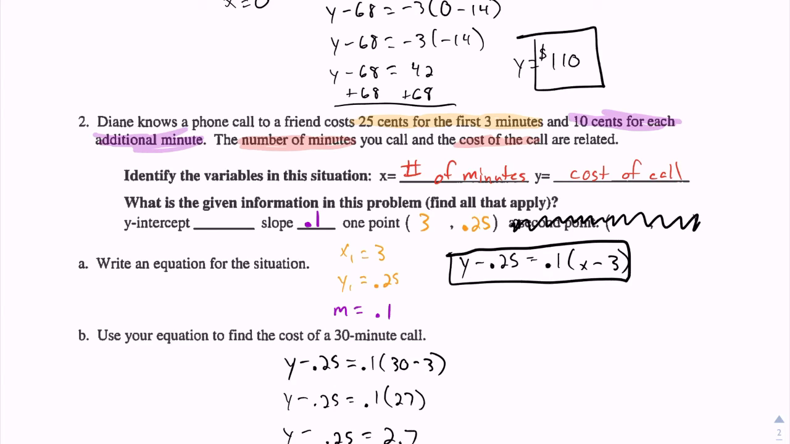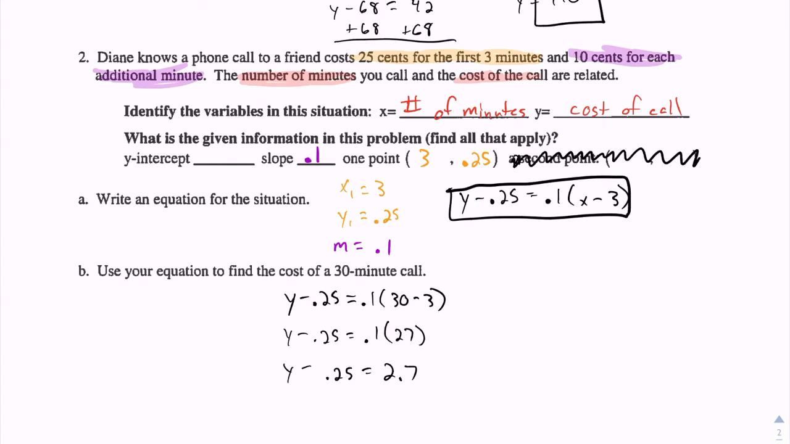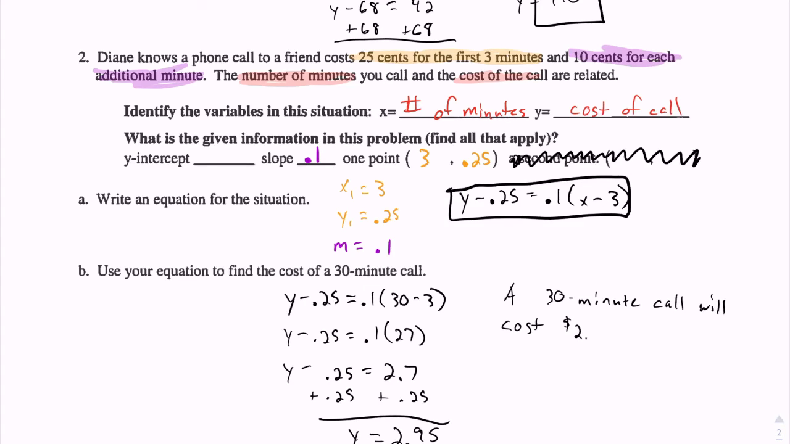And so now to finish this thing up, add 0.25 to both sides, and you get y equals 2.95. So a 30-minute call will cost $2.95. Okay? And we're not going to worry about the y-intercept on here.